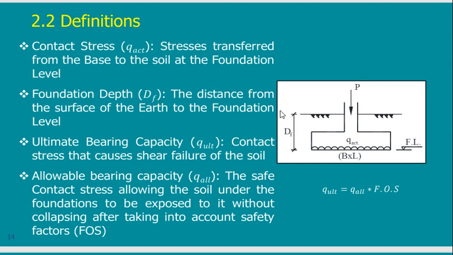DF is the depth of the foundation from the ground. Then ultimate and allowable bearing capacity. There are equations that give us the ultimate bearing capacity of soil. The ultimate bearing capacity of soil is the maximum that the soil can take. More than that, it's failure. So what will happen is that you calculate the ultimate, divide it by a factor of safety, and get the allowable bearing capacity. So the allowable bearing capacity is a factored value from the ultimate.